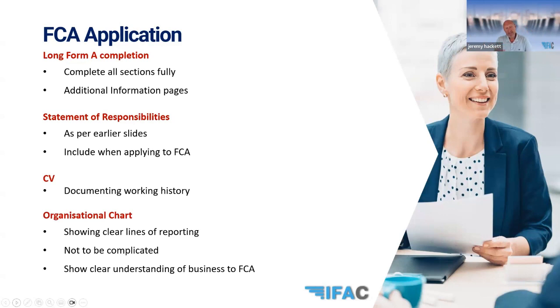And then once again, the reason I mentioned the organisational chart is that they would expect to see some sort of organisational chart. It needn't be overly complex, but basically showing clear lines of reporting and clear lines of responsibility. So the FCA can look at that and go, aha, got it. SMF16 responsible for this, others responsible for that. This is how the business works. This is what the reporting lines are.